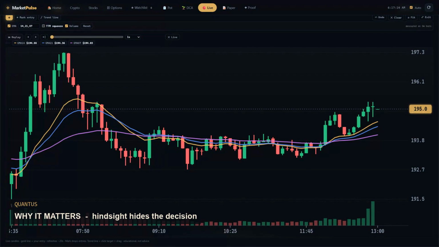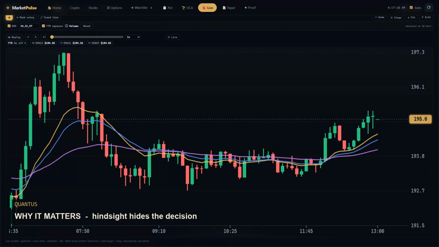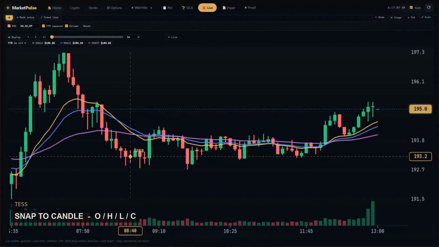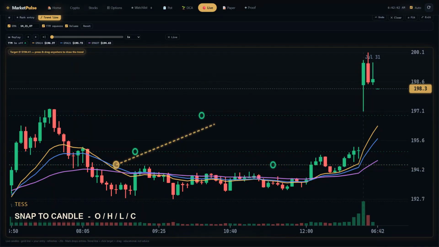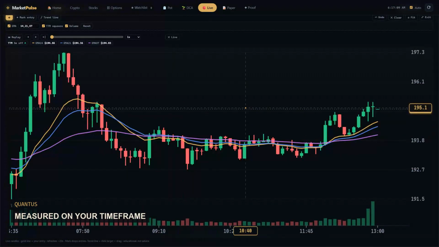The rest of the chart is built for the same job. The crosshair snaps to candles open, high, low, or close, and color codes which point you grabbed. So you're reading a real number instead of eyeballing it. Mark your entries, pull trend lines that snap to the wicks. Drag them, delete them. They save per symbol in your browser. Nothing leaves your machine. EMAs, the TTM Squeeze, volume.